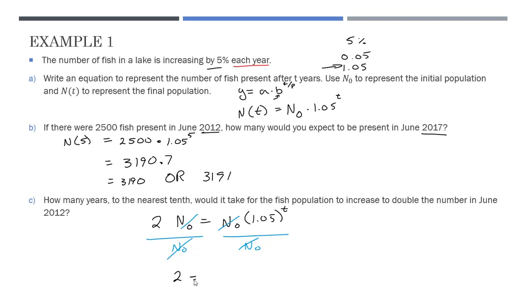So then I'm going to go 2 equals 1.05 to the power of t. And here we've got a problem. We've got no way to solve this right now. Logarithms is how you would normally do it. We're going to do it graphically. We've shown this before, so I'll just give you the answer. It's t equals 14.2 years.